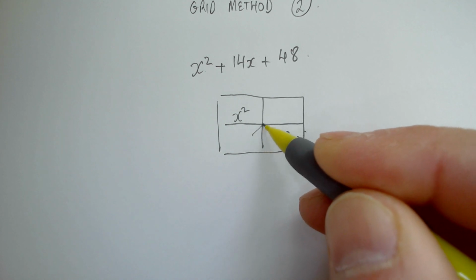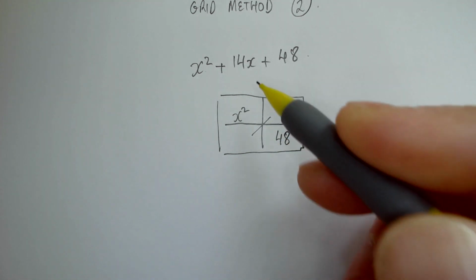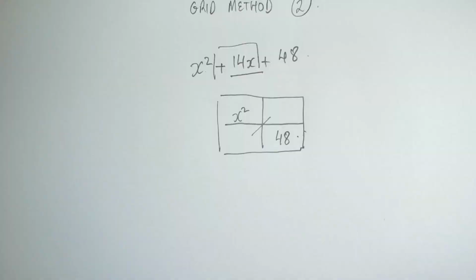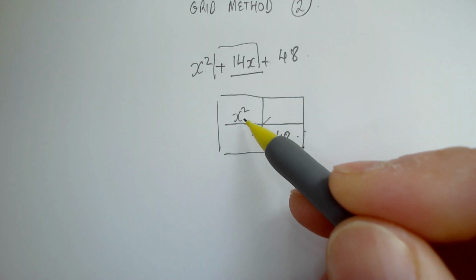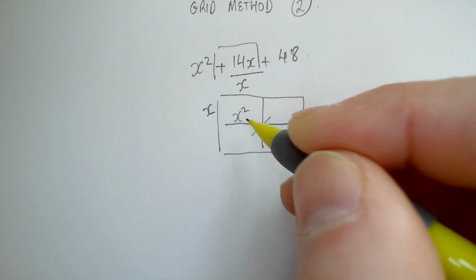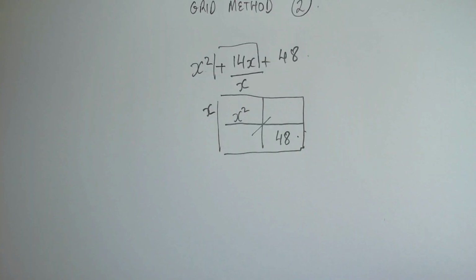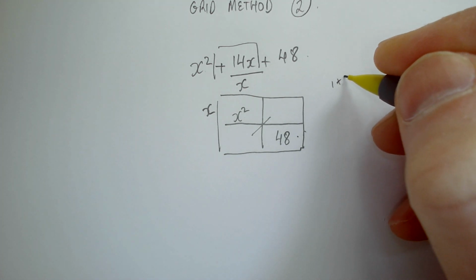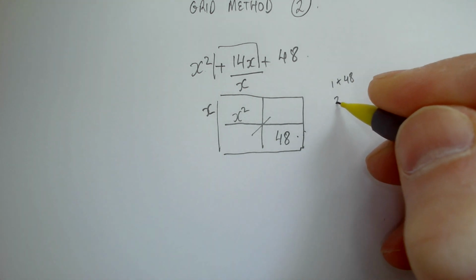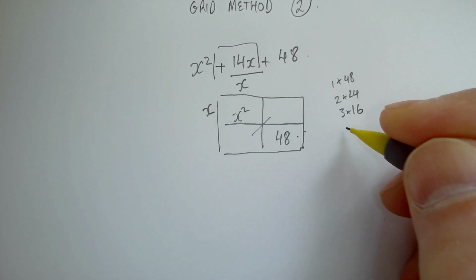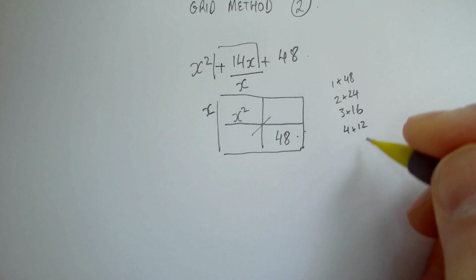And then we know that the sum of these two squares in the grid, we want to get 14x. So what are the factors of x squared? Well, x times x will give us x squared. And what are the factors of 48? Well, there's loads of factors. So we have 1 times 48, 2 times 24, 3 times 16, 4 times 12, and 6 times 8.